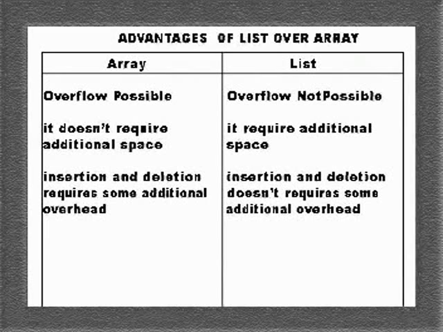In an array, insertion and deletion operations require some additional overhead, whereas in a list, insertion and deletion operations are performed by interchanging the pointers very simply. Representation of linked list in memory. There are two ways to represent a linked list. One is static representation using an array. The second one is dynamic representation using a free pool of storage.